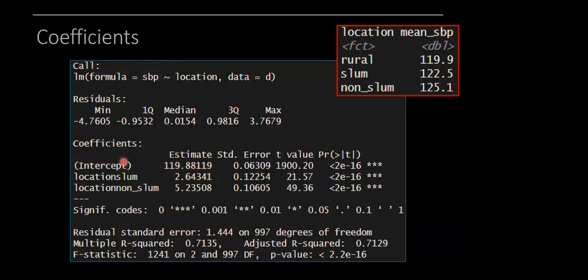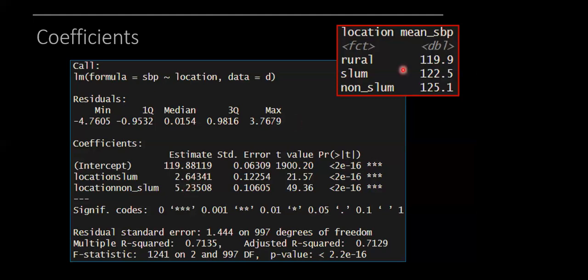So we've got our coefficients, and we've got our intercept. Here we've got location slum and location non-slum, so R is illustrating which is the reference category and which are the comparisons. We've got an intercept, which is the mean for rural, because slum and non-slum are listed separately. So the mean blood pressure in rural is this, and the difference to being in a slum is an extra 2.6 millimeters of mercury. The difference from rural to non-slum is an extra 5.2 in terms of the mean.